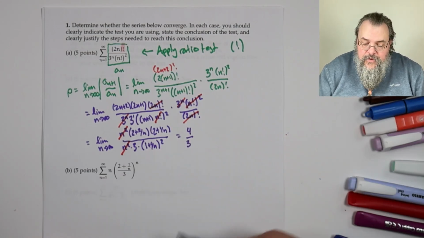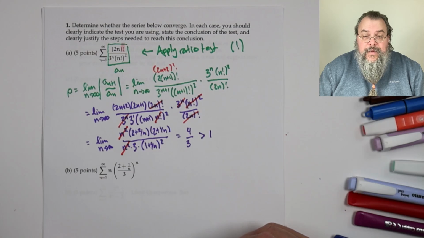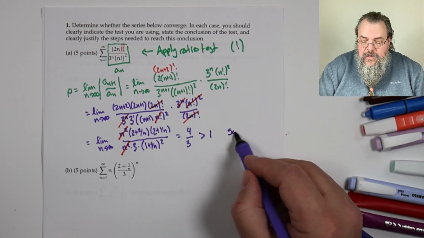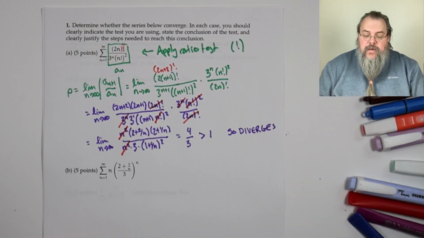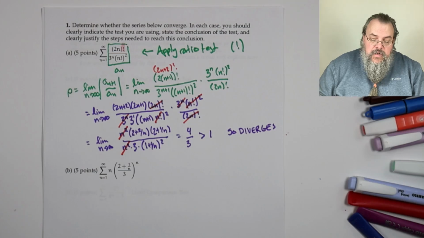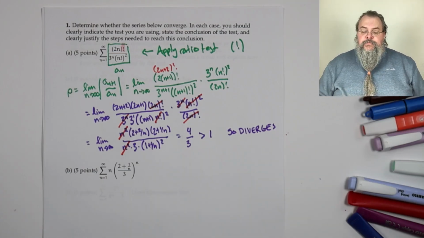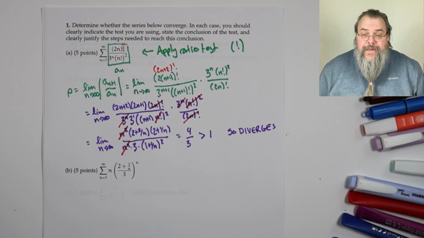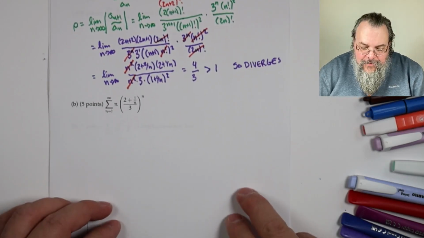Now, what's true about 4/3? 4/3 is bigger than 1. Well, what does that mean? So, diverges. So what you're doing when you're applying the ratio test is you compute this limit. If it's bigger than 1, diverges. If it's less than 1, converges. And we're done with part A. That took a minute. Let's hope part B goes a little faster.